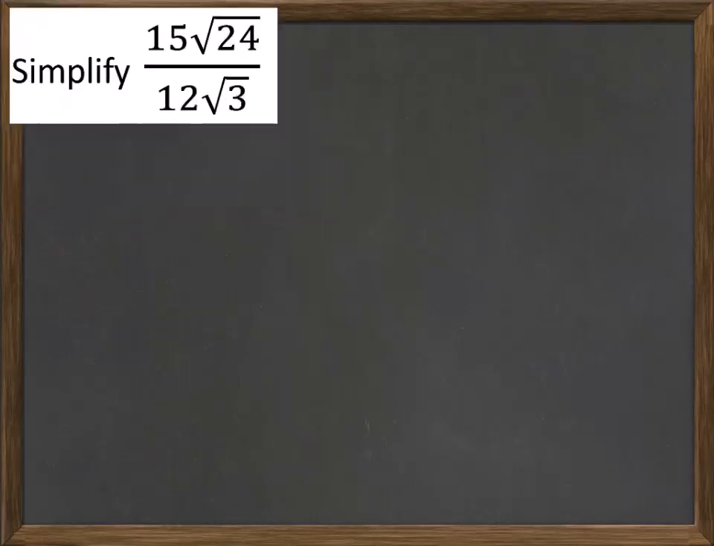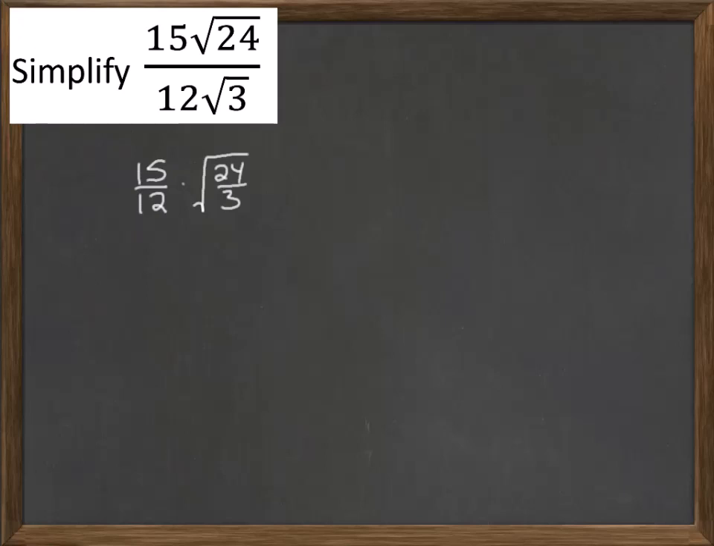Let's look at this next problem. So we have 15 times the square root of 24 divided by 12 times the square root of 3. So how should we approach this problem? Well, there's a few things that we can do. One way to think about this is that we can have 15 over 12, and we can think of that as one fraction. And then we can also have 24 divided by 3. That could be under a single radical. So this is just one way to approach it.